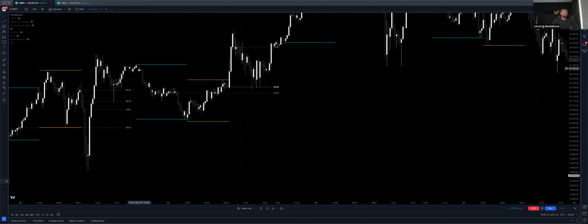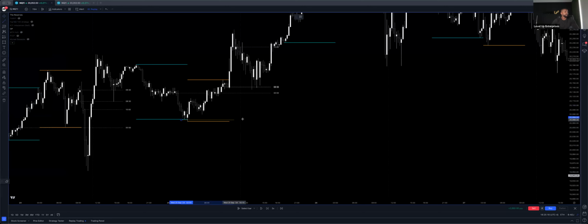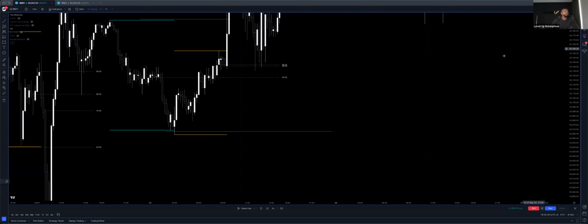Asian, this looks like a distribution, right? So now we have this liquidity. And what do we also have? Asian high right here, right? Price comes here. London comes right here. And what does London do? London sweeps out the Asian low. That already tells you that price wants to go higher.